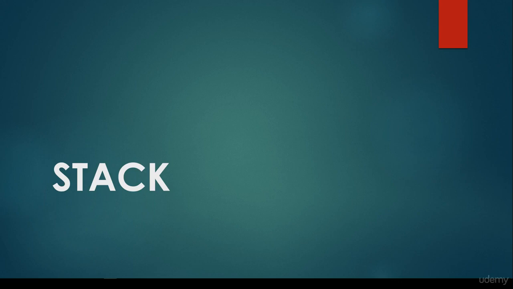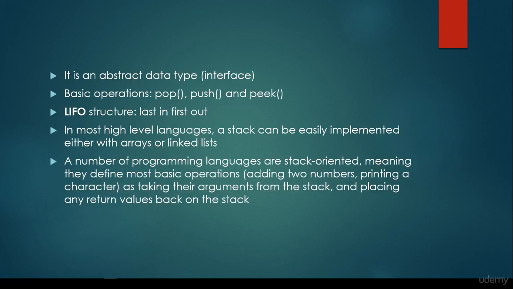Hi, in this video we are going to talk about stack abstract data types, so let's get started. As I said earlier, it is an abstract data type. We usually represent abstract data types with interfaces, for example in Java. The basic operations are the pop, the push, and the peek. It has a so-called LIFO structure, which means last in, first out. So the last item we insert is going to be the first item we take out.